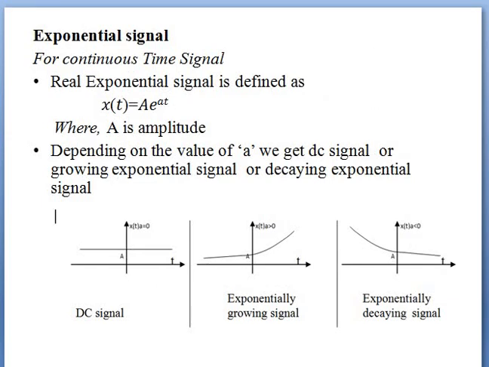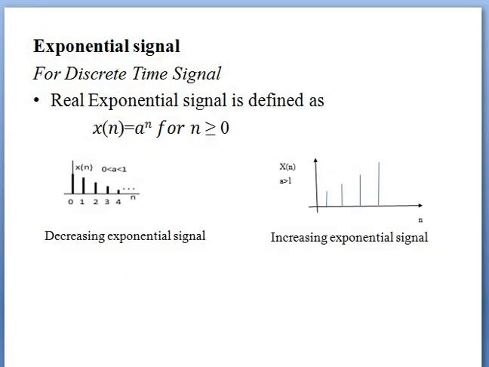Exponential signal. For continuous time, the real exponential is defined as x of t equal to capital A e power at, where A is the amplitude. Depending on the value of small a, we get a DC signal, a growing exponential signal, or a decaying exponential signal. If small a is 0, then we get a DC signal. If small a is greater than 0, then we get an exponentially growing signal. If small a is less than 0, then we get an exponentially decaying signal.